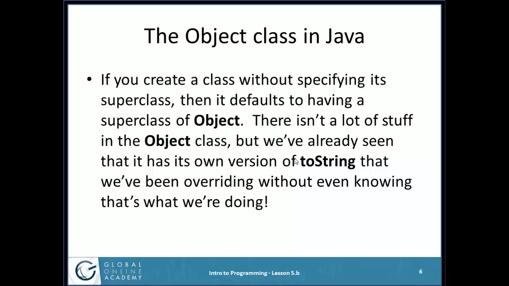Now there is a class in Java that's just called object, and that's the superclass of all superclasses. If you create a class without specifying its superclass, like we've done up until now, then it defaults to having a superclass of object. And there isn't a lot of stuff in the object class, but we've already seen that it has its own version of toString that we've been overriding without even knowing that that's what we're doing.